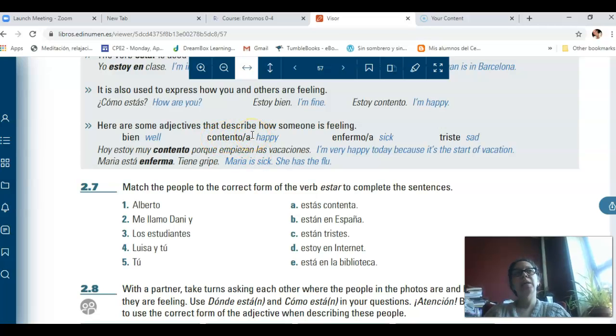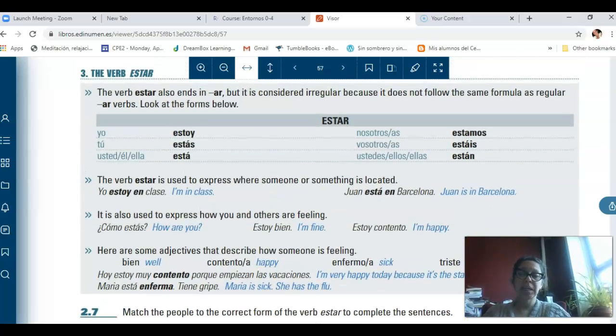So, and remember, contento, contenta. So if my subject, mi sujeto es femenino, it will be contenta. If my sujeto es masculino, it will be contento. Okay? If my sujeto is plural, then contentos. Okay? Estamos contentos. Estamos contentas. Ellas están contentas. And then remember, you have to select the right conjugation for the right perspective. Okay? Bien.